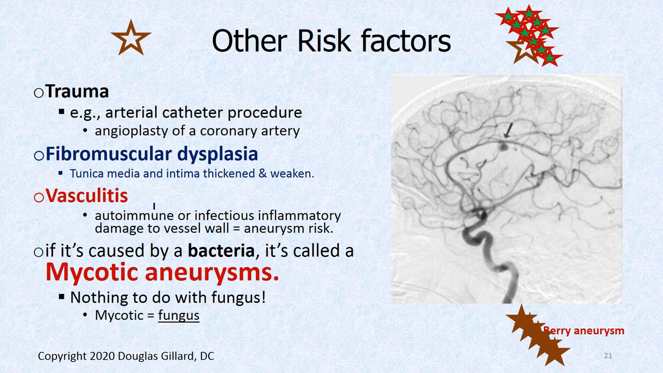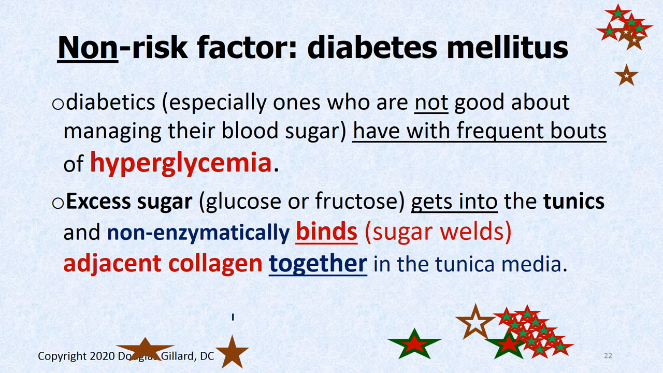Sometimes the vasculitis starts to form an aneurysm, and when a bug forms an aneurysm, that strangely is called a mycotic aneurysm. And because you think of mycotic, you think, well, that's a fungus, right? Mycotic, fungus. It has nothing to do with a fungus. They used to think way back in the day it did, and that name kind of stuck and you can't get rid of it.